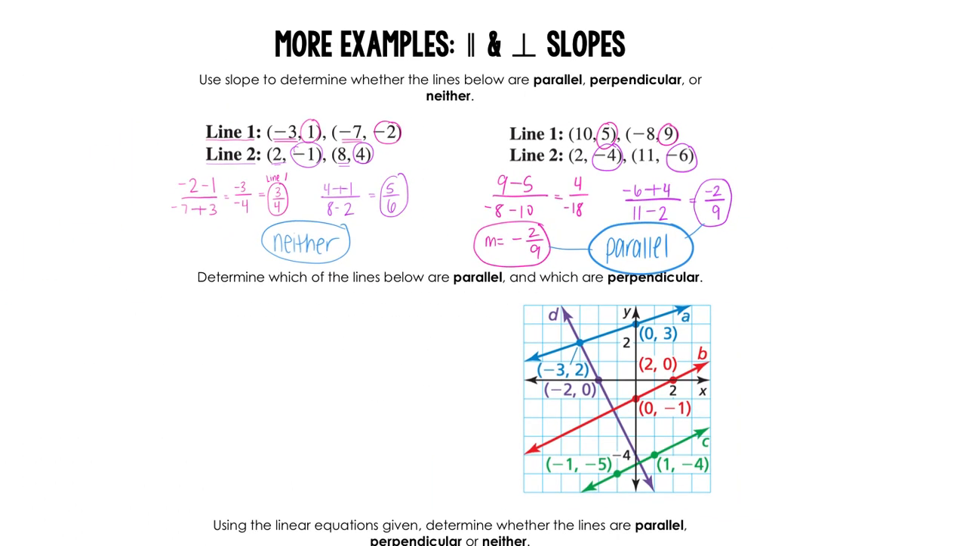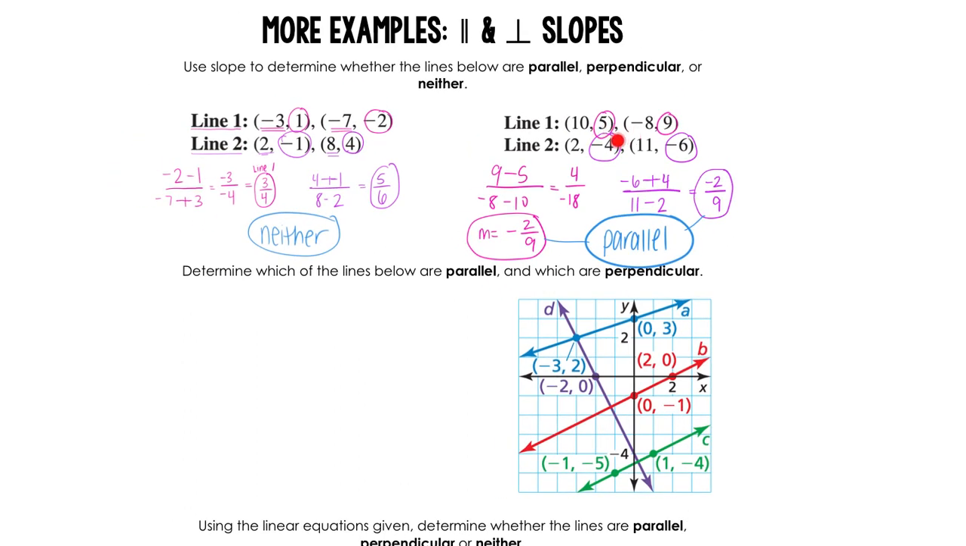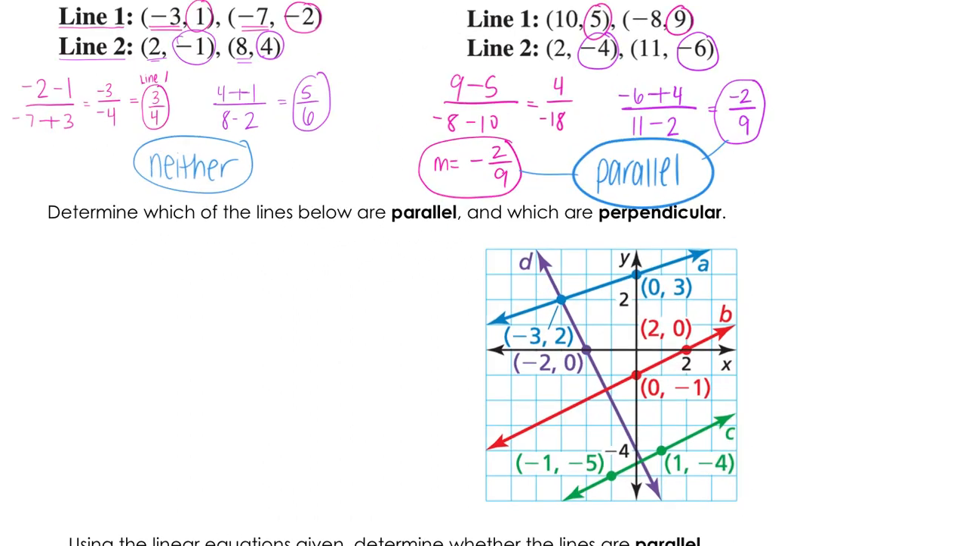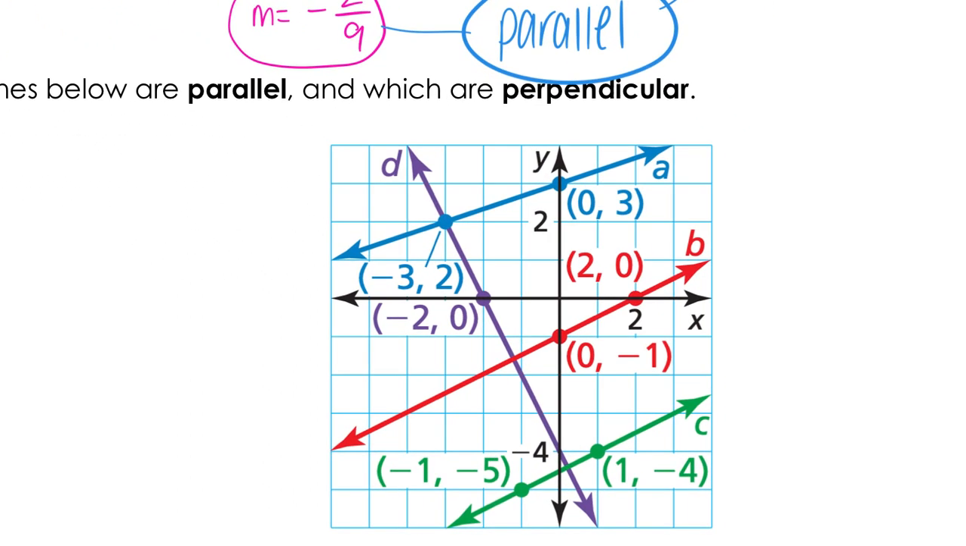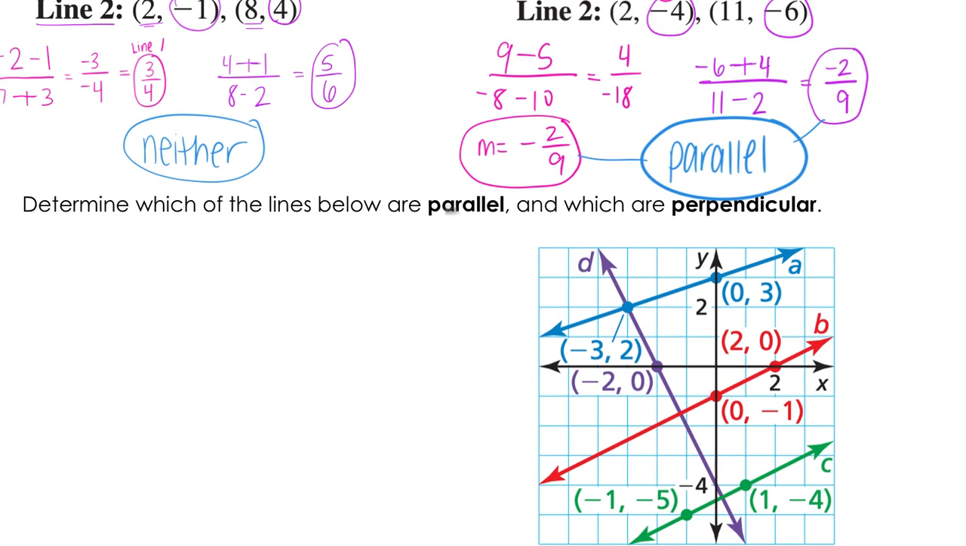All right, and then another example of how we would use slopes. Sometimes instead of giving ordered pairs, you might just see a picture right here. So let's go ahead and take a look at what we have. Now you can kind of tell which lines look parallel just by how they're drawn, but we're going to go ahead and calculate this exactly. So it says determine which of the following lines are parallel and which are perpendicular.